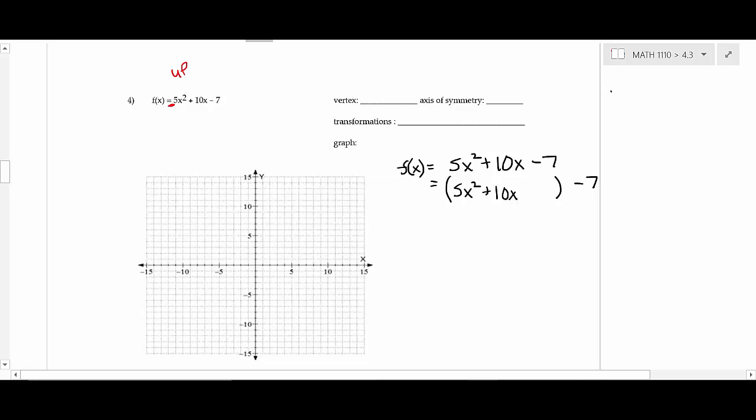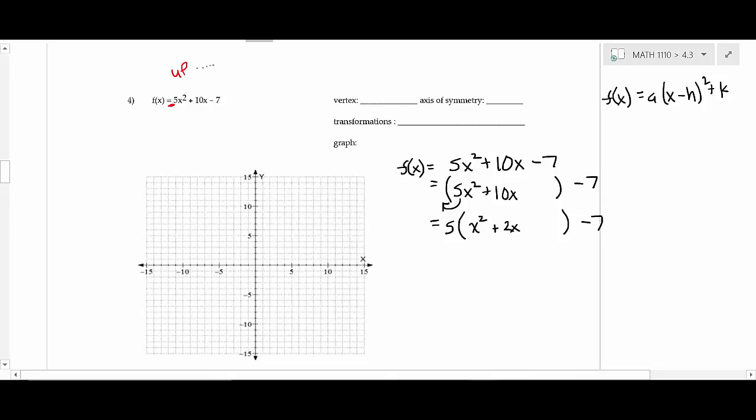Now remember, what you're trying to do is write this in the form a(x minus h) squared plus k. So you have to pull that 5 out, okay? You absolutely have to. So when you do that, you're going to have 5 parentheses, x squared plus what? 2x. 2x, then a gap, minus 7 like that. Okay, so you got to start that way, all right?